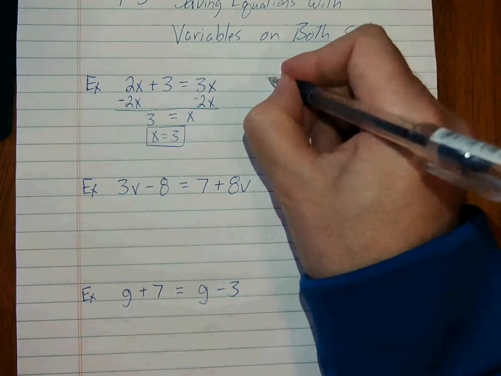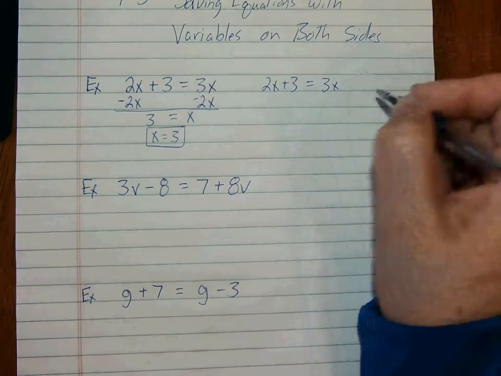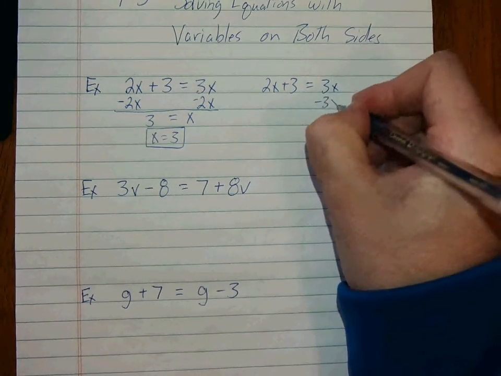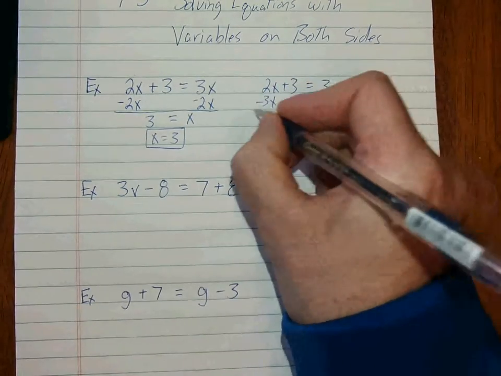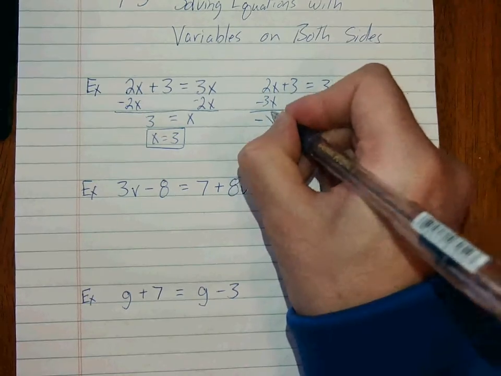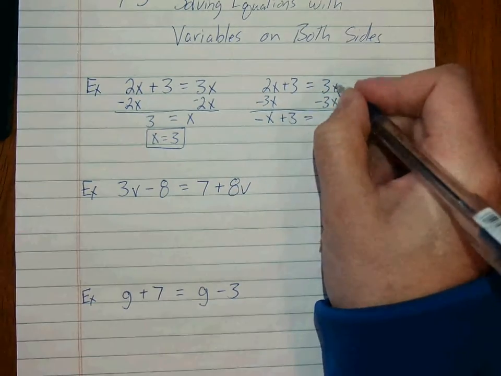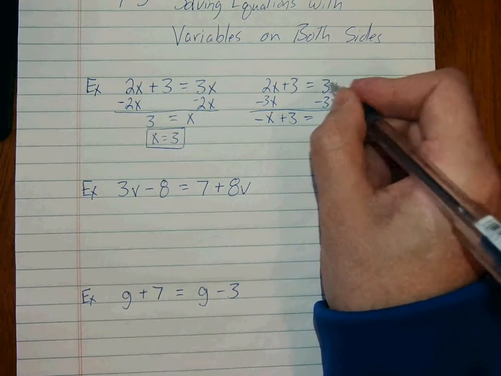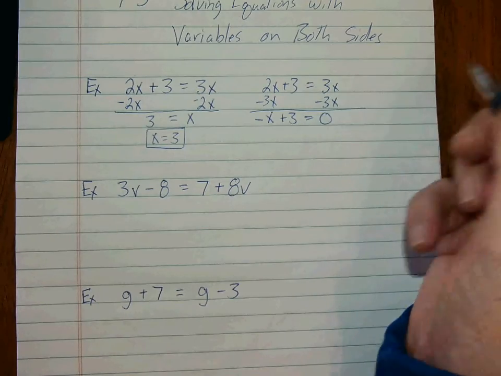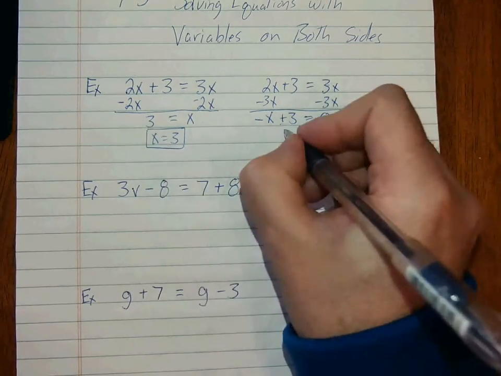So you may be wondering, well, what if I didn't do that? What if I actually got rid of the 3x and brought it over here? Well, you can do that. No problem with doing that. The only thing now is this becomes a negative x plus 3, and then when you got rid of this on the right hand side of the equal sign, you essentially made it equal to 0. Perfectly fine.